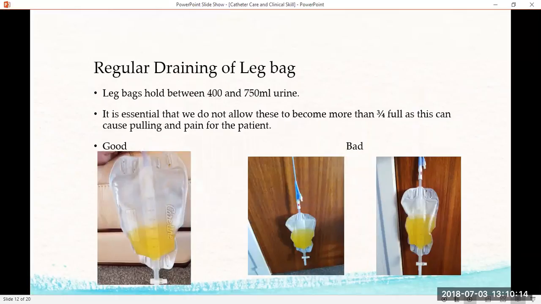the leg bags. So most leg bags will hold between 400 and 750 mils of urine. So it's essential that we don't allow these to become more than 3/4 full, as this can cause pulling and can also cause quite a lot of pain for the patient. So the photograph on the left, that's good practice. So I think that one's got about 200 mils roughly in the bag. Whereas the photographs, both the middle one and the one on the far right, both show when that leg bag's really quite full, the amount of pressure that has pulling down onto the bladder.